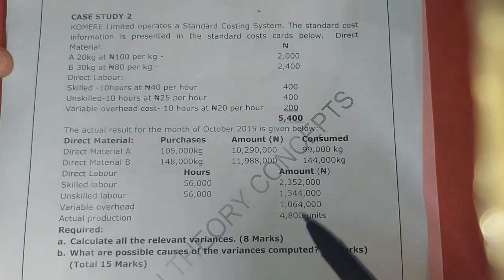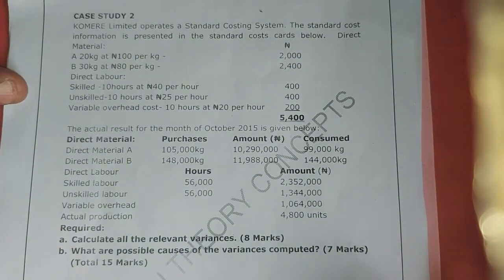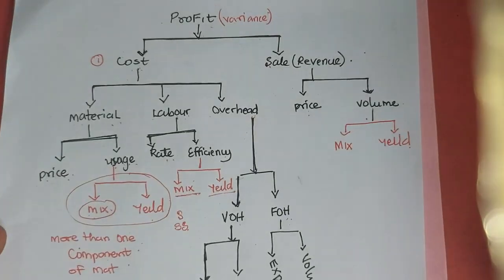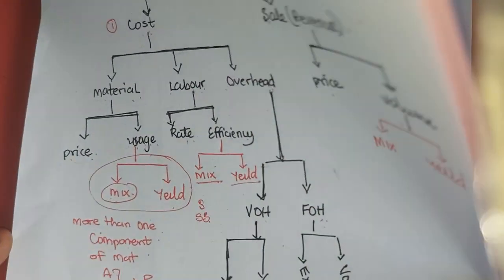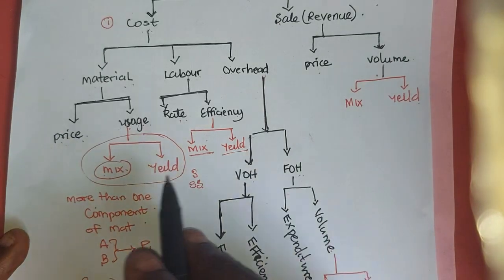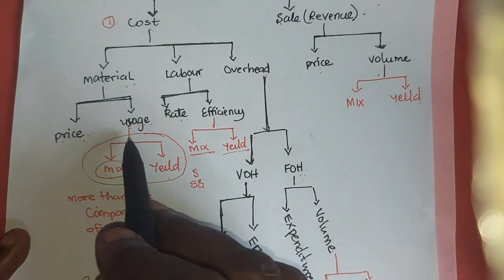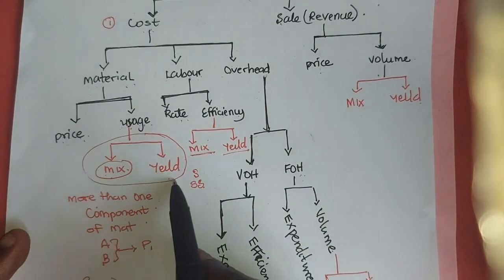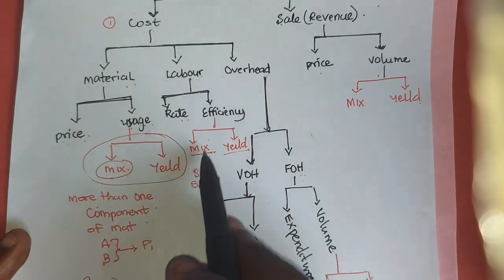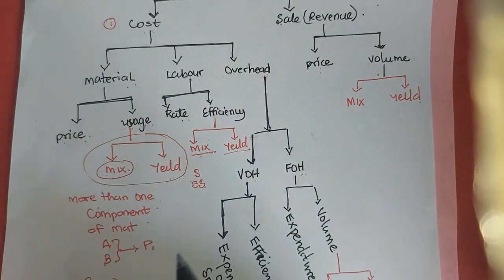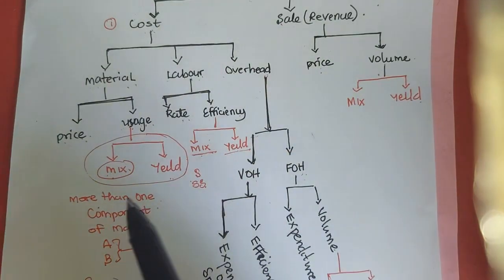We are going to use this question to demonstrate the concepts of variance analysis, where I explained the further analysis on usage, mix and yield. For labor, we have mix and yield. Then I told you, how do you ascertain that?